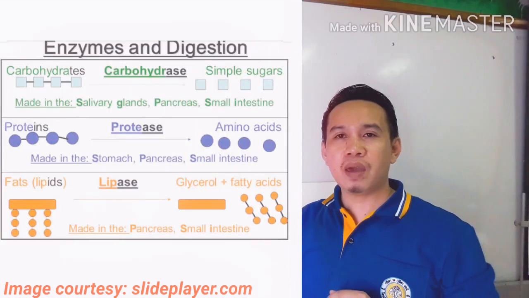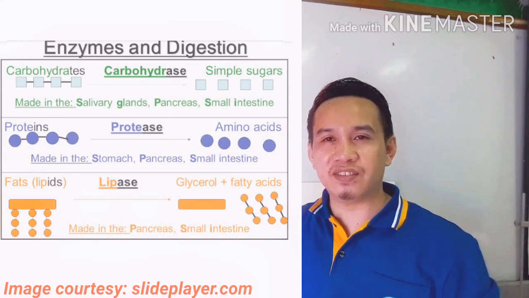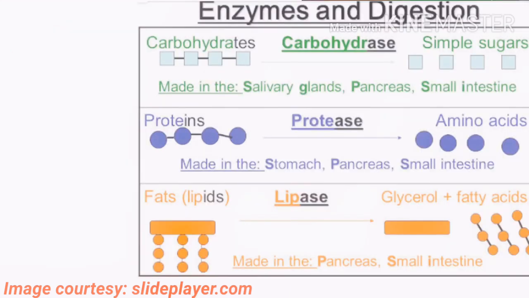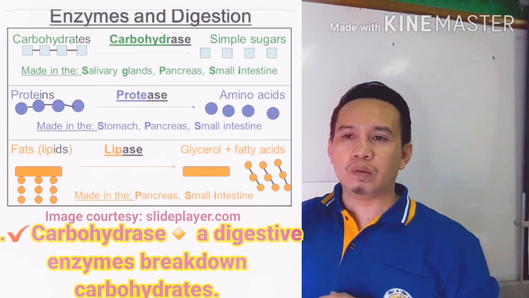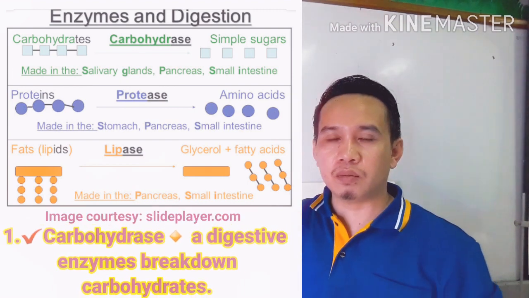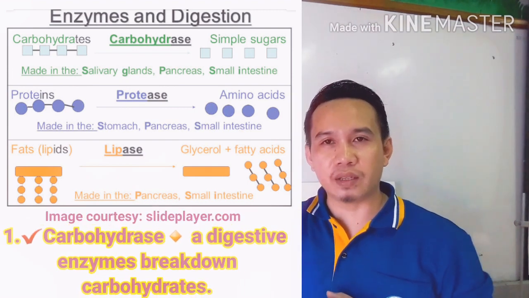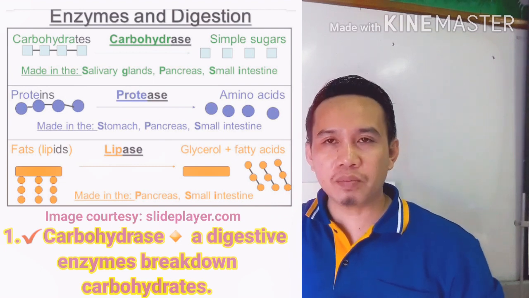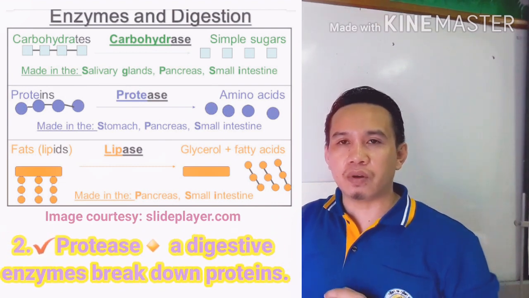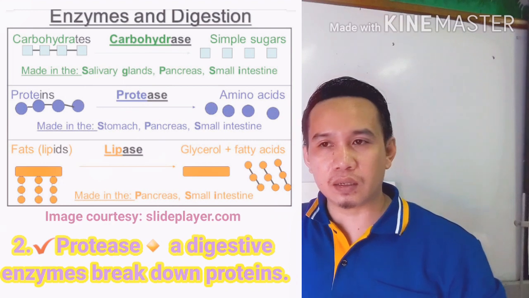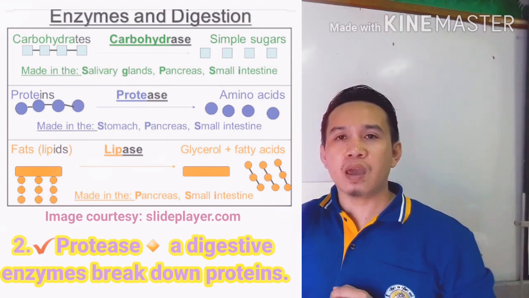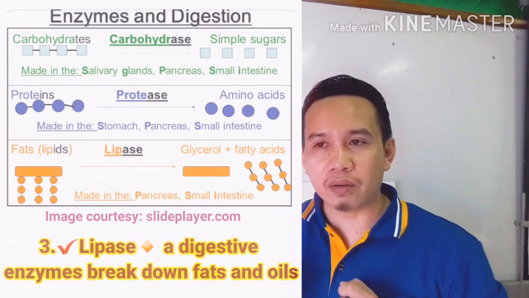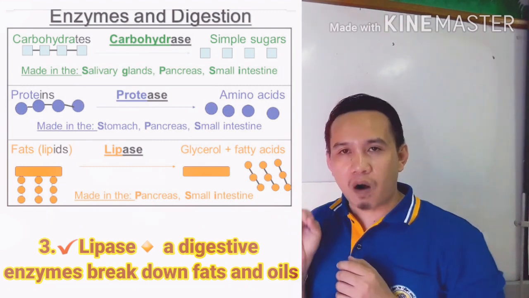There are three main types of digestive enzymes. These are carbohydrase, protease, and lipase. So what are those? Carbohydrase breaks down carbohydrates, right? Protease breaks down proteins. And what about lipase? It breaks down fats and oils.